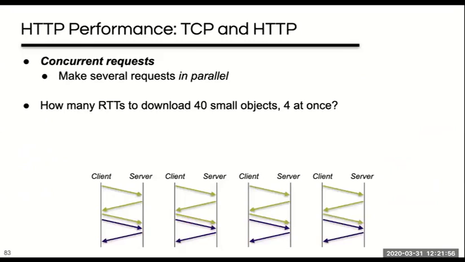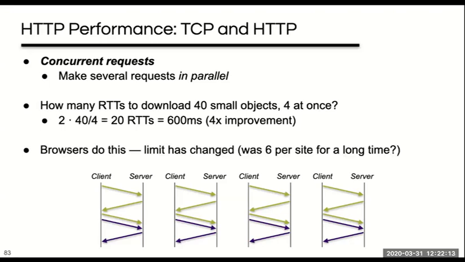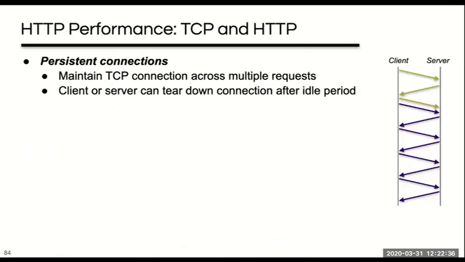So one thing we can do about it is to make the requests concurrently. That is, we can make several in parallel. So how many RTTs does it take to download 40 small objects if you do it 4 at a time? It's a straight 4 times improvement, right? Obviously this is a big simplification, as I'm assuming that you can safely ignore the transmission delay, but it's a big win. And so browsers actually do this. Over time, the number of concurrent connections they've supported has changed, and I'm not sure if it still is, but for a really long time, it was really common for browsers to use up to 6 connections at once.